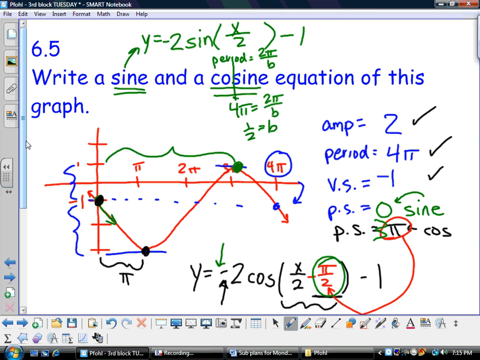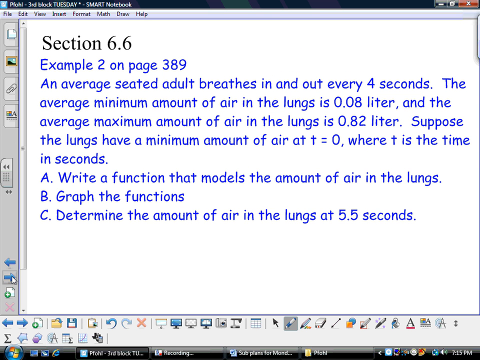The new notes for today start in section 6.6 with story problems. There are no new concepts. We're just taking story problems and applying it to what we've already done. The first example we're going to do is example 2 on page 389. Take a minute, pull out your book so that you can read the question in front of you. I wouldn't write the entire problem down in my notes if I were you, but we will pause the video quickly and give you a chance to write down the main points.